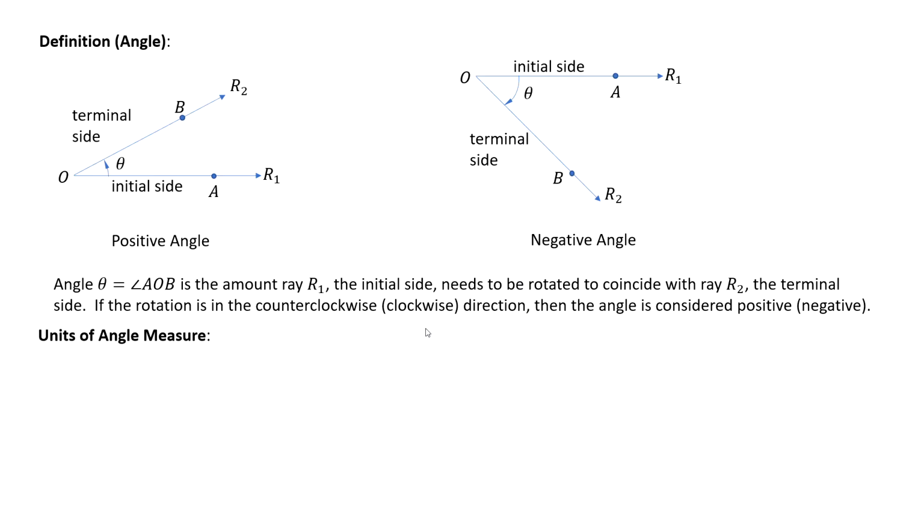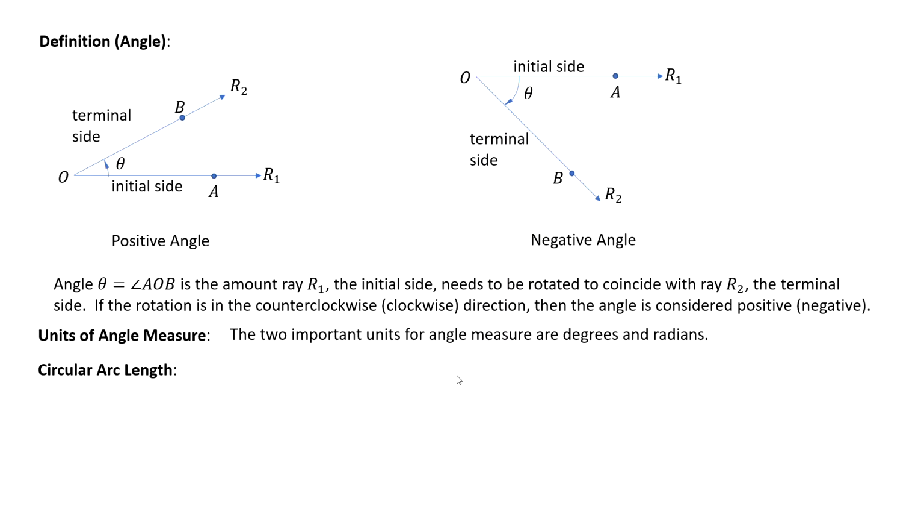And so, for this quantity angle, we do have units. Does anybody know what the units of angle are? There are at least 2, there are 3, but at least 2 are more important. And they are radians and degrees. The 2 important units of angle are degrees and radians. Now let's see what in the world these units are. For that, I need to digress a little and talk about something called circular arc length.